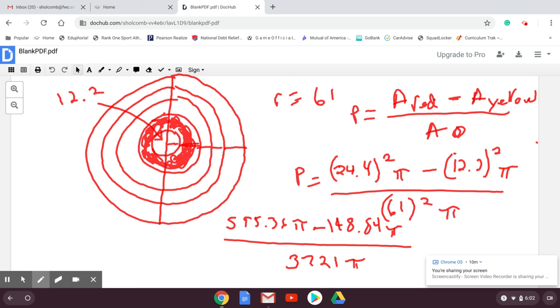Now, obviously, everything has pi, so we just do 595.36 minus 148.84, and you end up with 446.52 pi. So I'll bring it over here, 446.52 over 3721. The pi's cancel out. So it just comes down to 446.52 divided by 3721, and you get 0.12, which is really a 12% probability of hitting the red target.